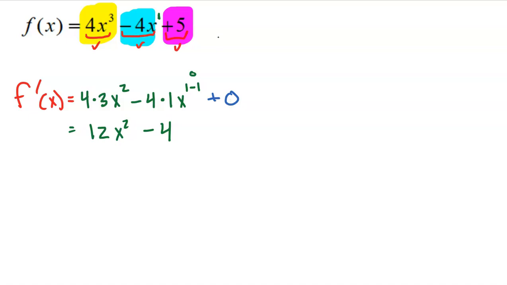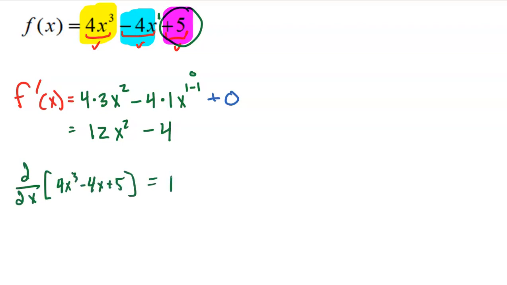And then obviously, the derivative of that constant in the back is just 0, so I don't even have to write anything there. There's no point writing 0, so I'm done. The derivative with respect to x of 4x cubed minus 4x plus 5 is 12x squared minus 4.